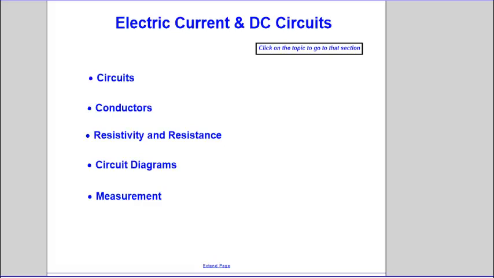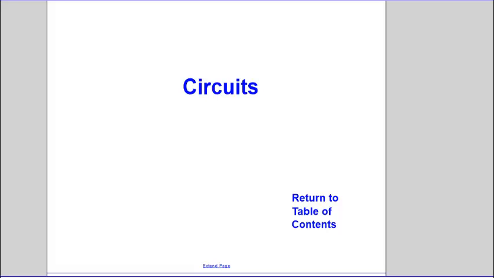So we're going to break this into 5 different topics: circuits, conductors, resistivity and resistance, circuit diagrams, and then devices that you would use to measure electricity. And we'll talk about all these in detail. So let's go fast. Our first topic are circuits, and it's interesting.